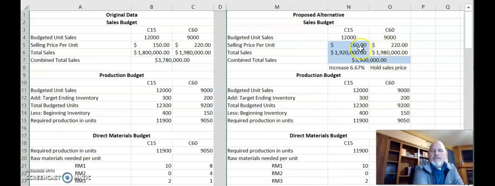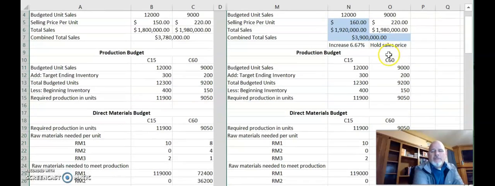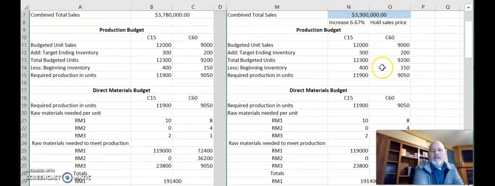So for the C15, if we go ahead and raise that price, because we're only increasing the price by 6.67%. We've been building this product a long time, so it seemed favorable. We hold the sales price for the 220 because it's still a relatively new product on the market. And so what would that impact be? So we would have a sales increase of about $120,000.